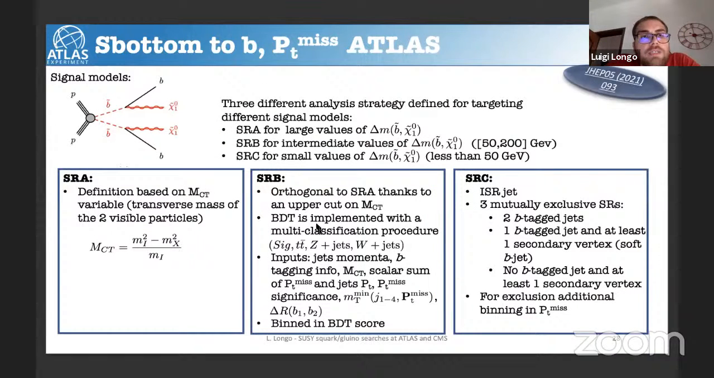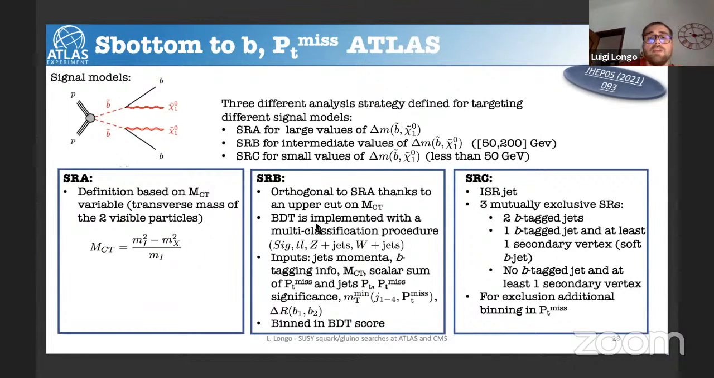Going to the last search, the one with the sbottom production, we have this sbottom decaying into b and higgsino. Here we have 3 different analysis strategies depending on the target signal models that have large values of the splitting mass between the sbottom and higgsino, or intermediate values or small values. And for the ones with the large values, to target the signal model with a large splitting mass, the definition of the signal region was based essentially on the contransverse mass.